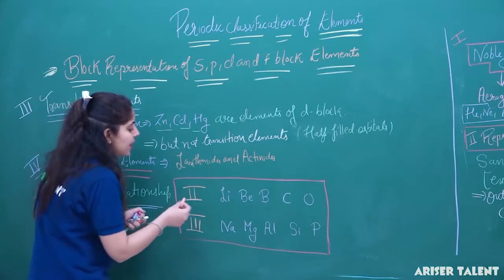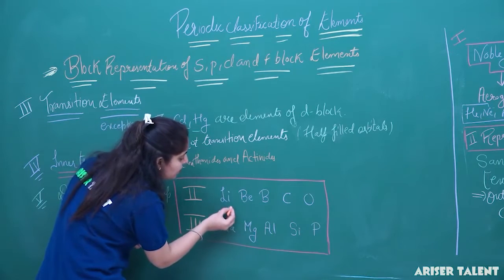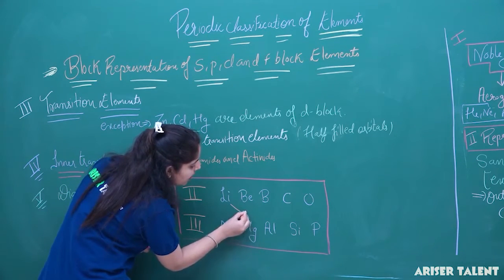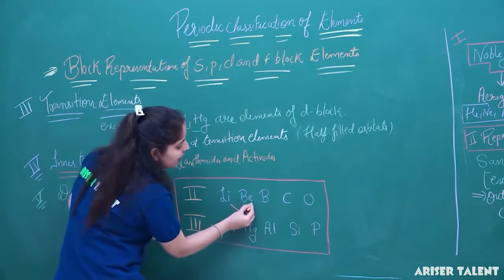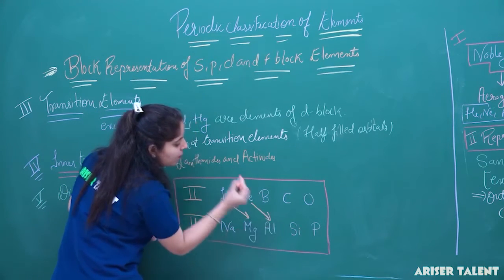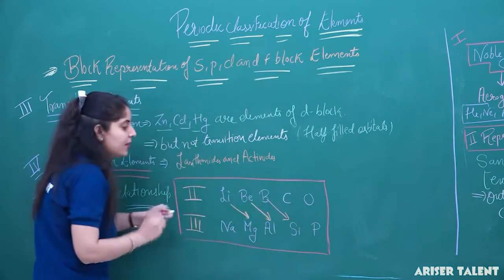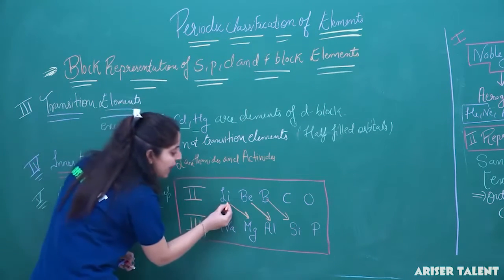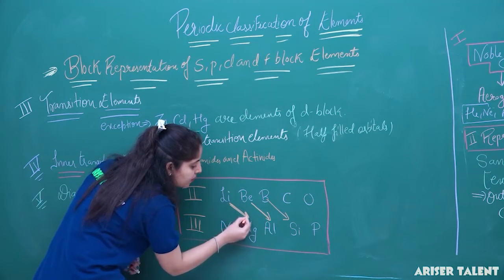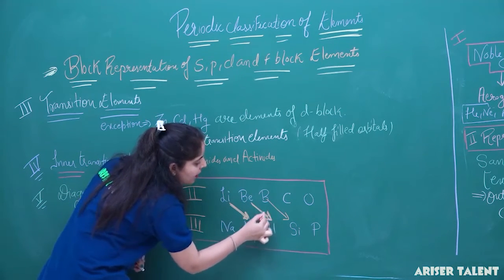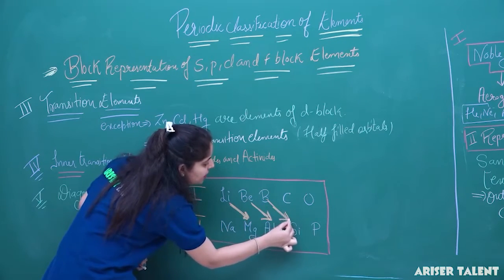So how are they correlated with each other? Lithium is going to show its properties with magnesium, beryllium is going to show its properties with aluminium, and boron is going to show its properties with silicon. These are the few elements which are diagonally related to each other.